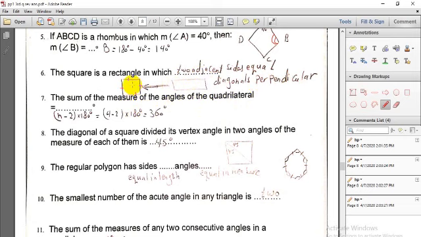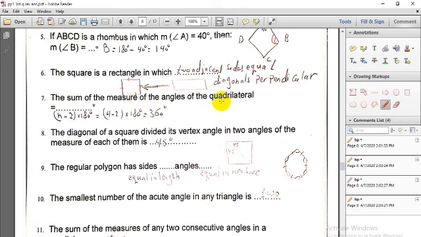Perpendicular. If they are perpendicular, so they will be square. Huh? So it will be what? Square. Very good. So here I have two answers. I can write both of the two answers: two adjacent sides equal or diagonals perpendicular. Okay? Very good. Let's complete: the sum of measure of angles of the quadrilateral.